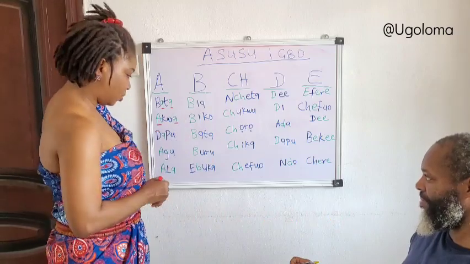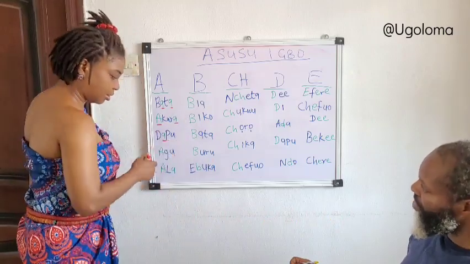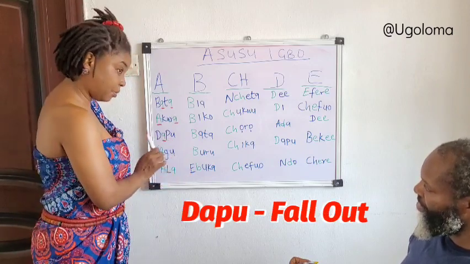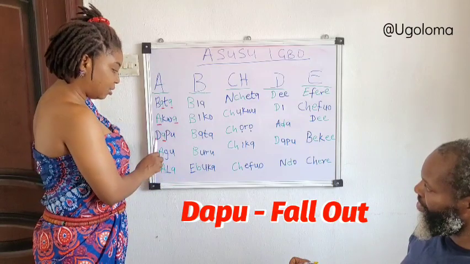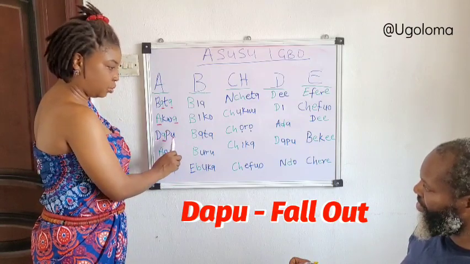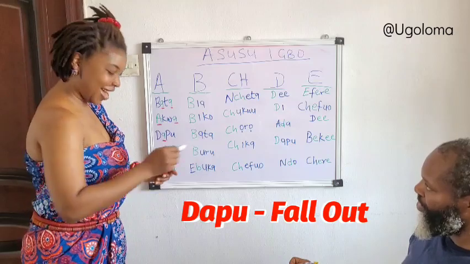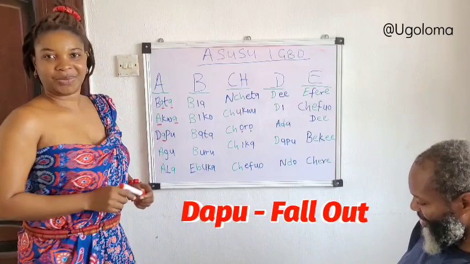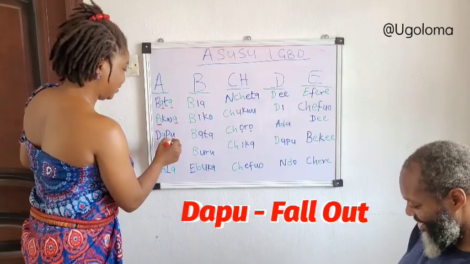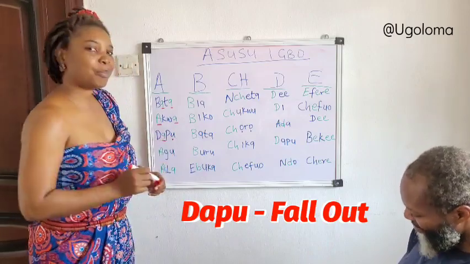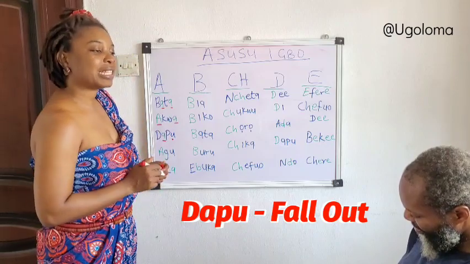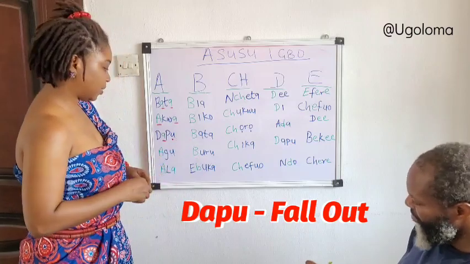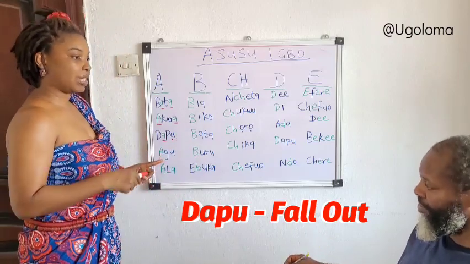Now I'm going to allow you to say the next one. How do you say this? D-A-P-U. This is the English spelling now, so I'm going to spell it in Igbo. Dapu. Correct. Give me 5. Yes. Dapu. There's a U here. Dapu means fall. Okay? Fall out. Yes, to fall out. Dapu.